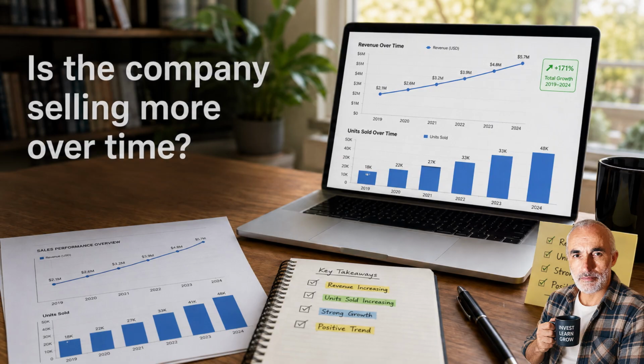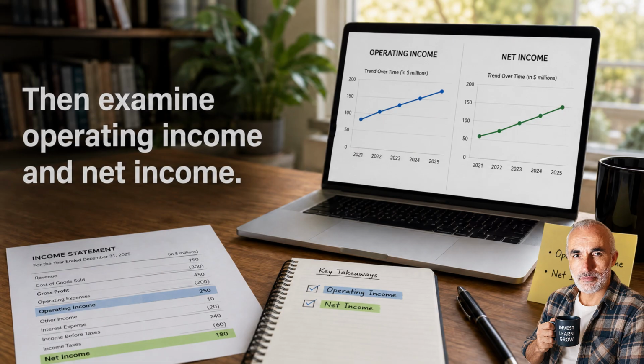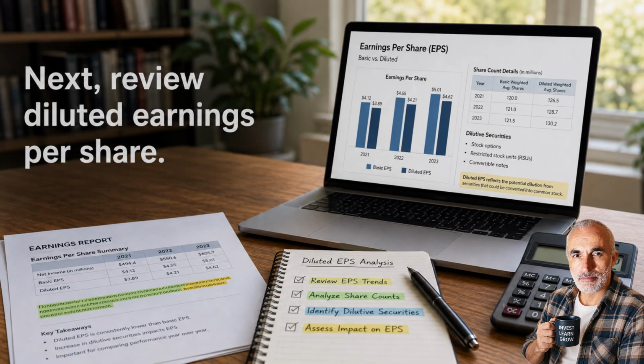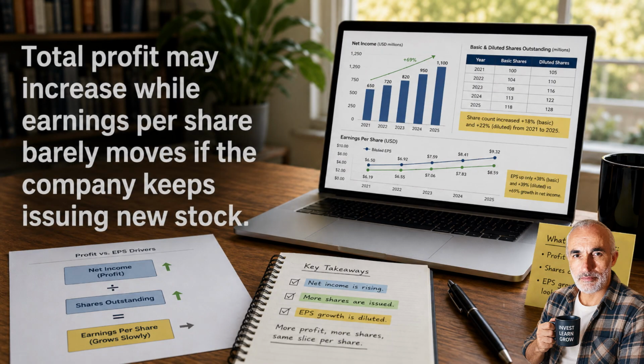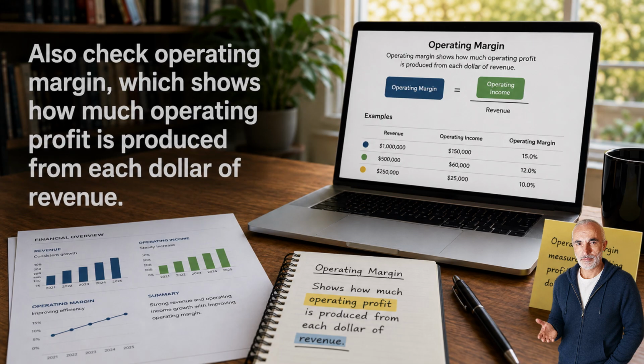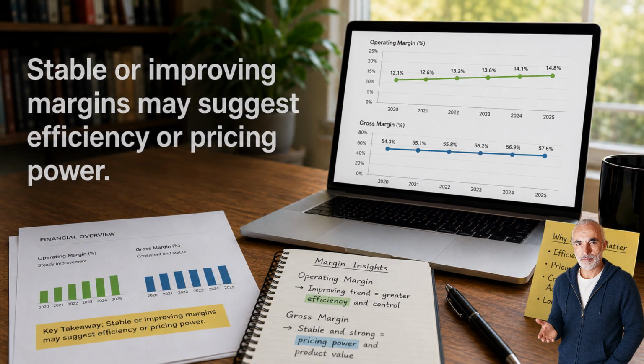Next, review diluted earnings per share. Total profit may increase while earnings per share barely moves if the company keeps issuing new stock. Also check operating margin, which shows how much operating profit is produced from each dollar of revenue. Stable or improving margins may suggest efficiency or pricing power. Falling margins may signal higher costs, discounting, competition, or operational troubles.